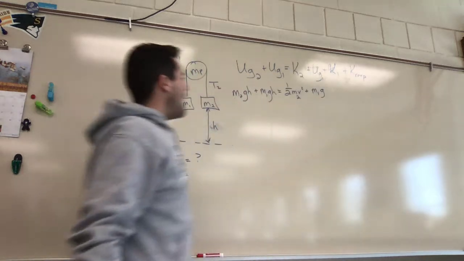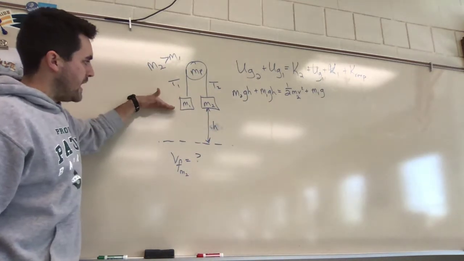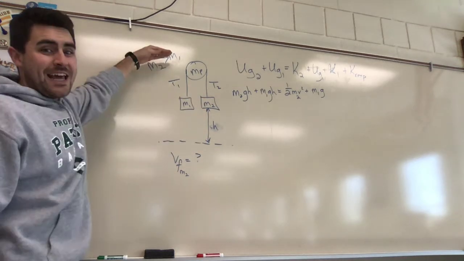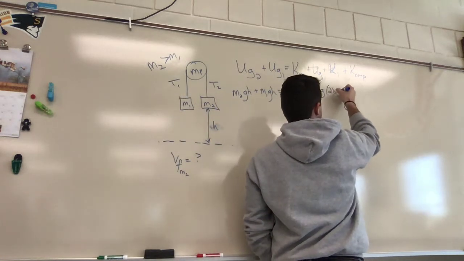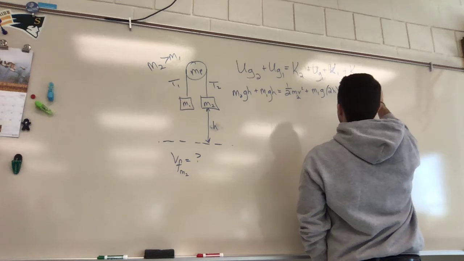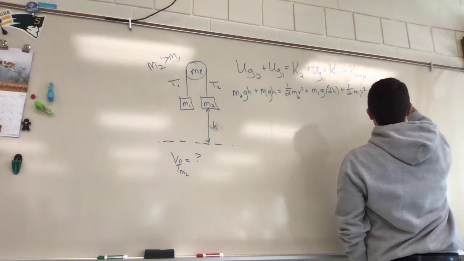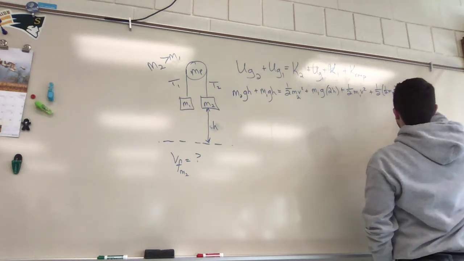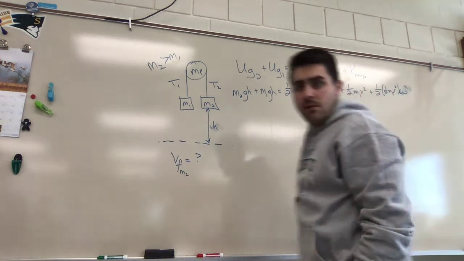M1G. Now, how high will it be after this thing falls H? Well, it starts at H, and M2 falls H, which means M1 has to raise a height of H. So its new height is 2h. Plus 1/2 m1v squared plus 1/2 m pulley r squared times omega squared. Whoa, that got weird.